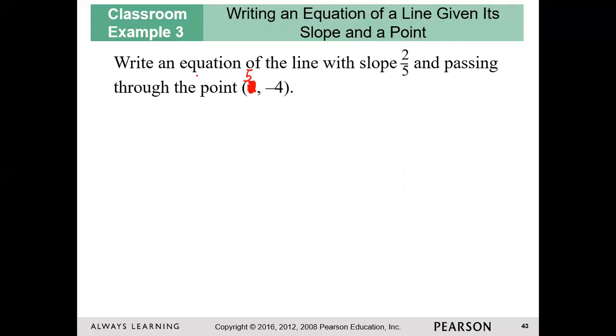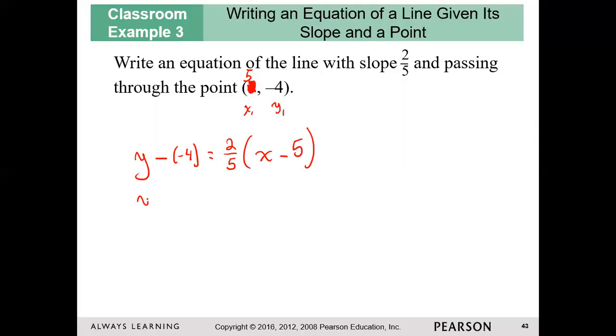So what I'm going to do is use the point slope form. So this is my x1 and my y1. There's my point, and here's my slope. So y minus my y1, so minus -4, is equal to my slope first, 2/5 times x minus your x1, which is 5.